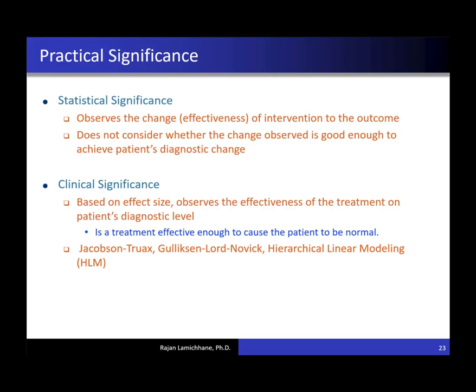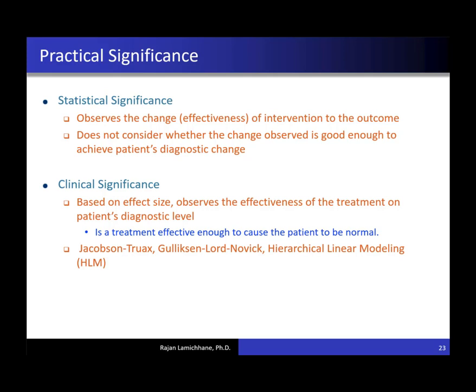Now, p-value indicates the statistical significance, meaning the significance based on the data, how much change there is in the data. But statistical significance does not measure the change in the actual disease outcome. So to measure the actual disease outcome, there is a concept called clinical significance. Clinical significance is based on the effect size, which is also called the change, and it observes the effectiveness of the treatment on the patient's diagnostic level.